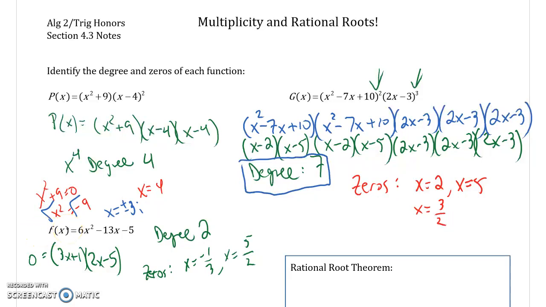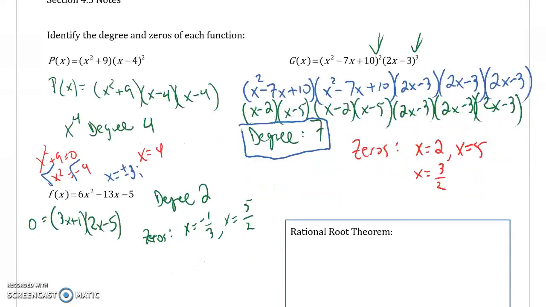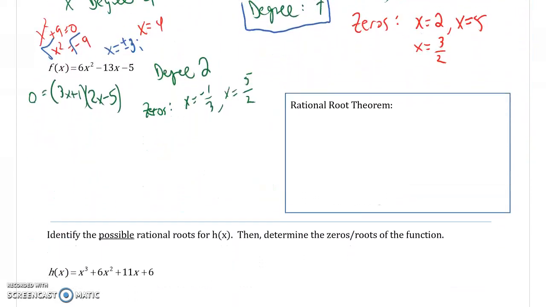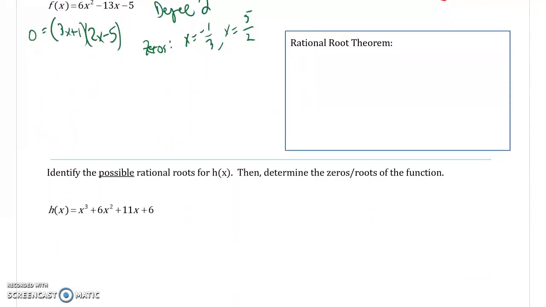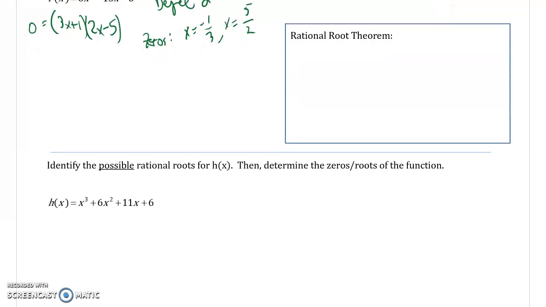All right, let's talk about f of x. It's a quadratic, so sure enough, it's degree 2. This is where we learn how to factor, or we take advantage of knowing how to factor. This factors to 3x plus 1 and 2x minus 5, so of course it has zeros at negative 1/3 and 5 halves. When things are in factored form, or when they're quadratics, it's pretty easy for us to figure out what the zeros are.